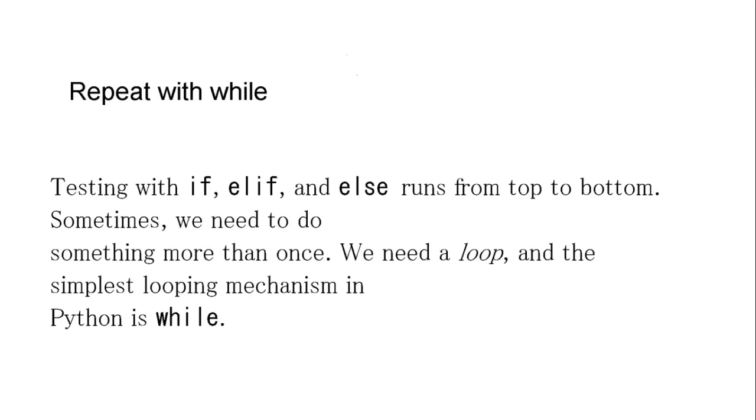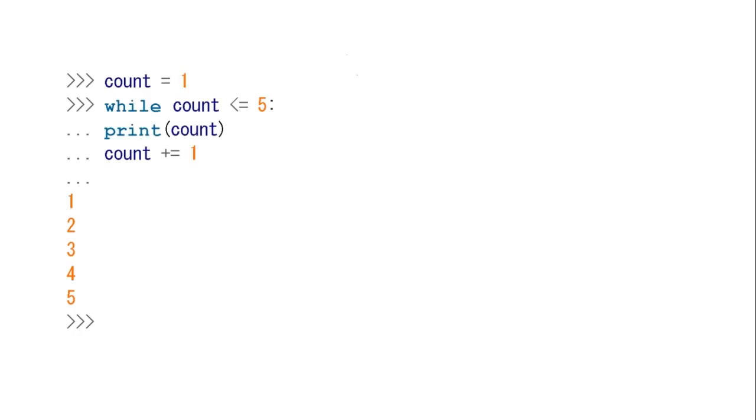Using the interactive interpreter, try this next example, which is a simple loop that prints the numbers from 1 to 5. We first assign the value 1 to count. The while loop compares the value of count to 5 and continues if count is less than or equal to 5. Inside the loop, we print the value of count and then increment its value by 1 with the statement count += 1. Python goes back to the top of the loop and again compares count with 5.